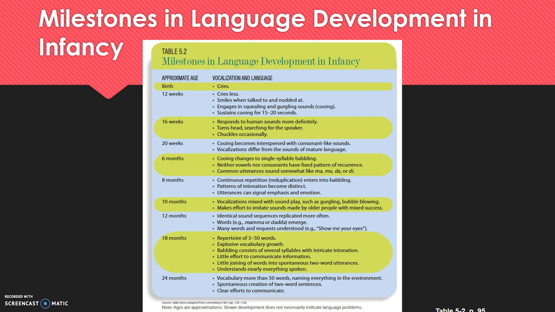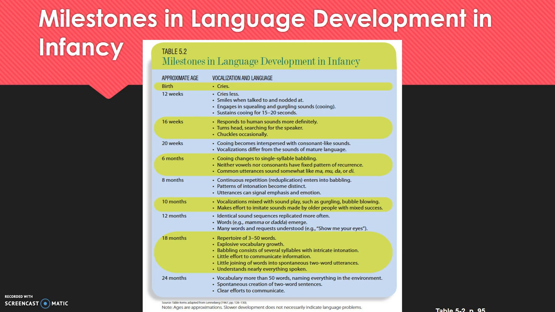All right, here we go. You can see here, we're not going to go over all of these. These are some of the different milestones in language development. So birth to 2 weeks, we start to cry less. We start to coo, have squealing and gurgling. We'll begin to smile when we're talked to and when we're acknowledged. We bump up to 6 months. Cooing now changes to single syllable babbling, syllables like ma, mu, da, or di.